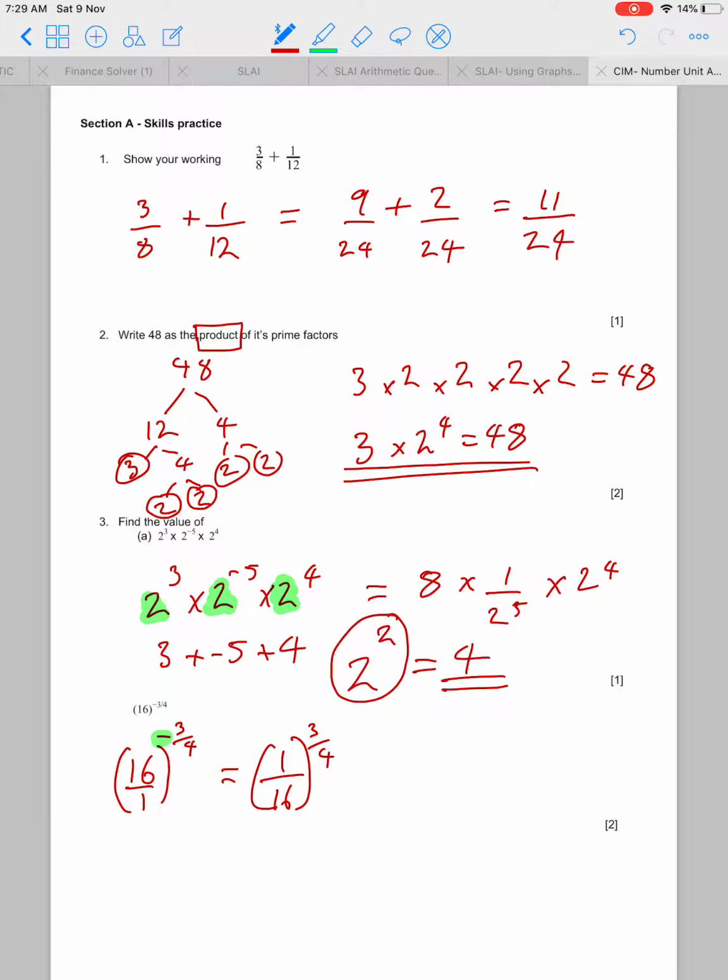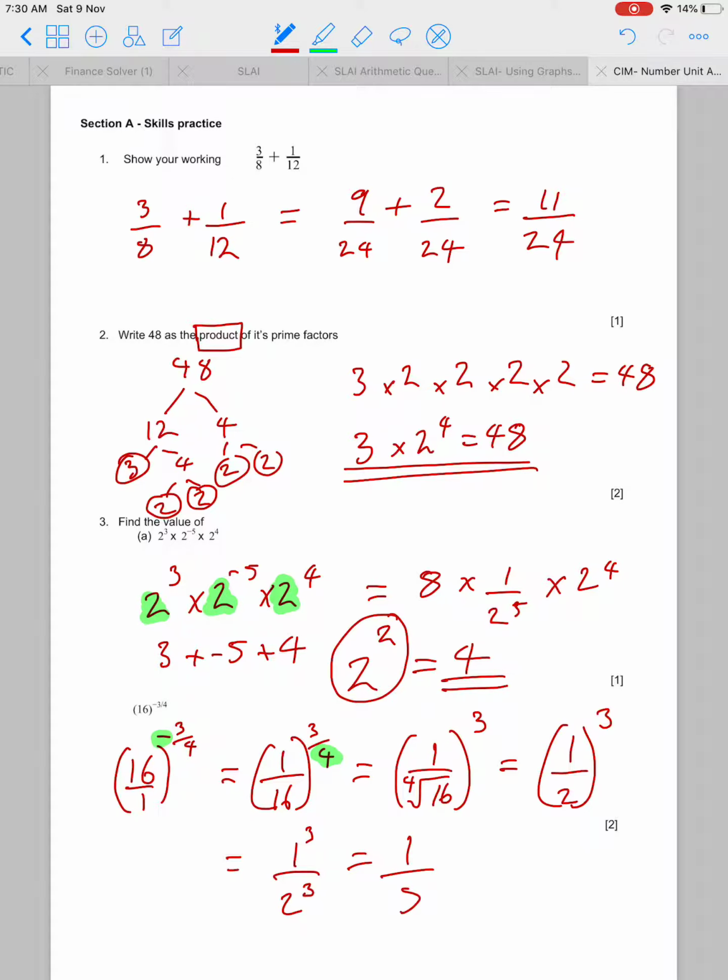And then always easier to power down next. So the 4 in the denominator is the 4th root. So that's 1 over 4th root of 16. And we still have the 3 here. And the 4th root of 16 is 2. And now do the power up. So the power up of 3 is 2 cubed. And obviously 1 cubed on the top doesn't change. So it's 1 cubed over 2 cubed equals 1/8. Okay, so the key there is don't forget the negative flips the original number, and then power down first before you power up.